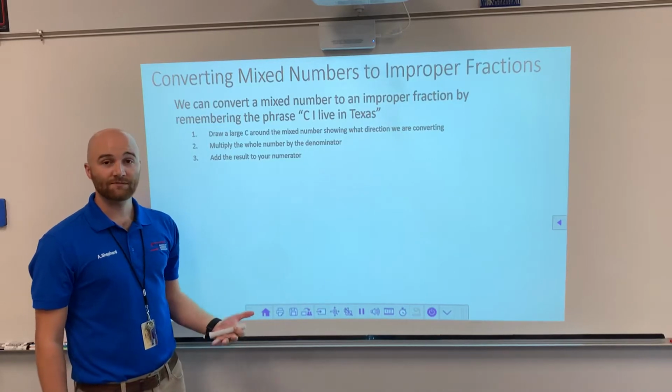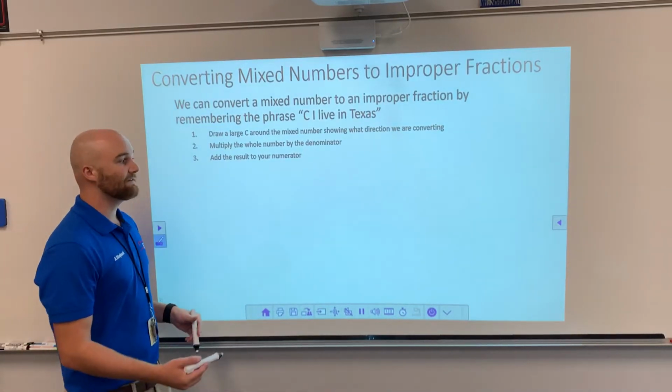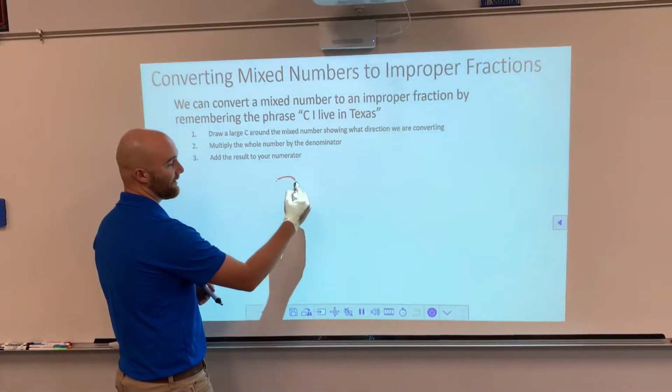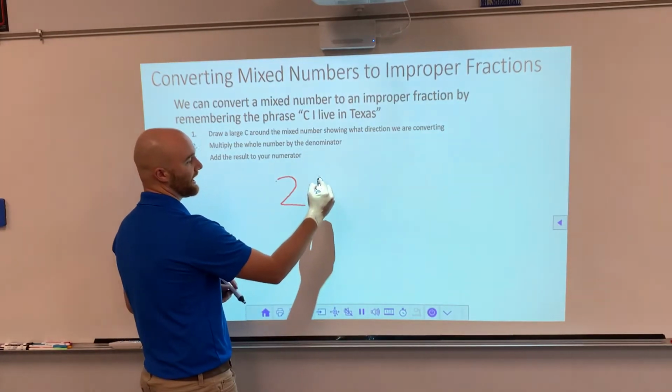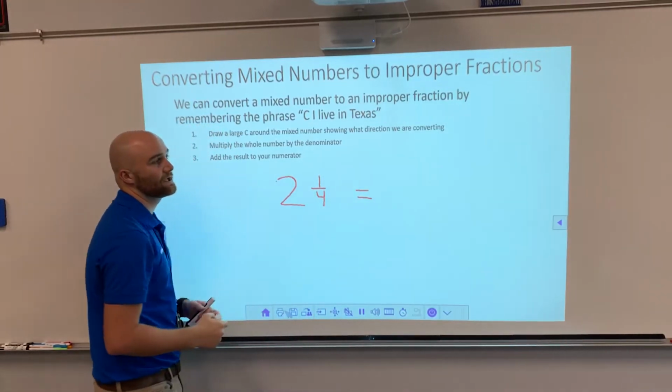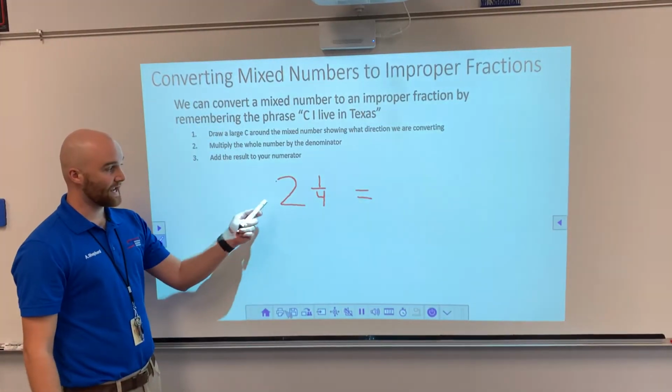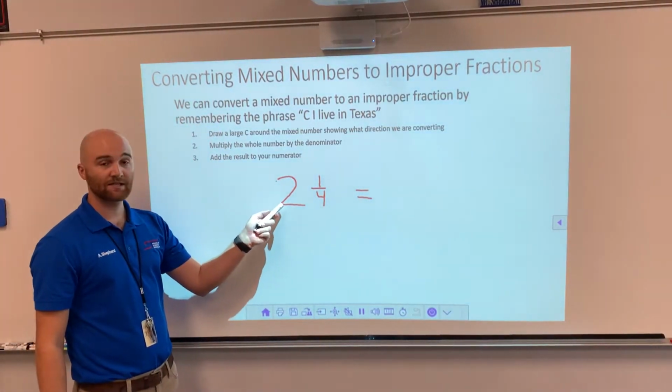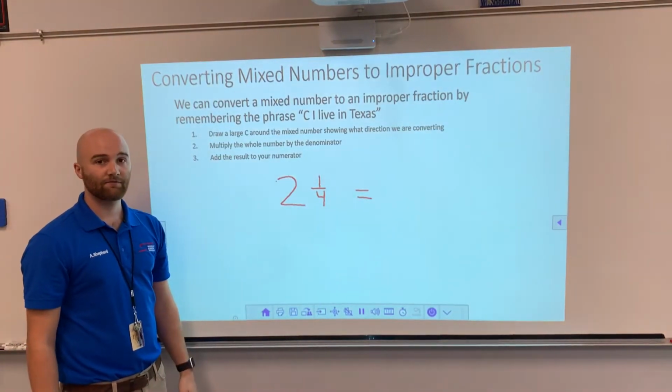So what I'm going to do is give you an example. Let's say for some reason I would like to change 2 and 1/4 into an improper fraction. Right now it's a mixed number. It has something that's whole and something that is a fraction.